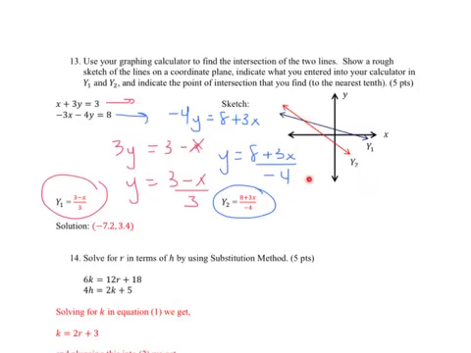At the bottom of your graph, it'll display x equals negative 7 point, and it'll give you all the decimals, and y equals 3 point. And to round to the nearest tenth, it's negative 7.2 and 3.4. Again, in order to do this, you need to be able to go through the steps on your calculator.